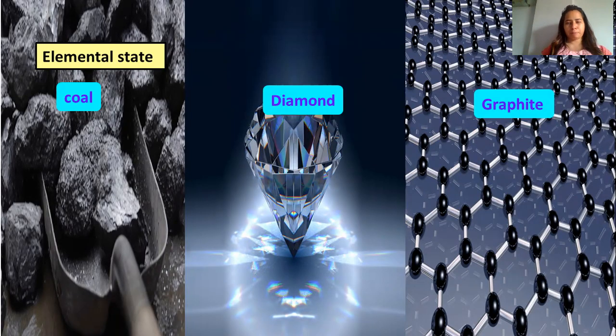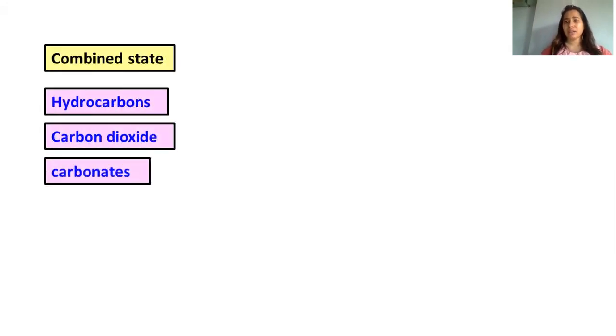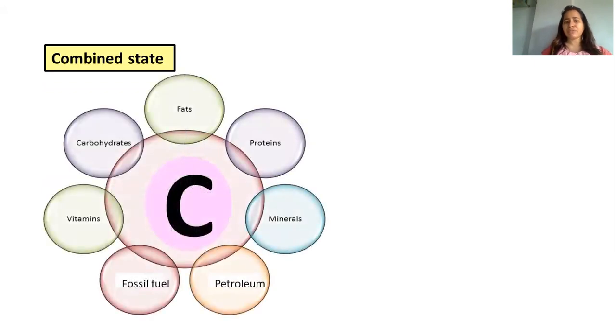This was elemental state. Now talking about combined state, we have carbon in different forms, like hydrocarbons, carbon dioxide, carbonates. Other than that, we have different biomolecules like carbohydrates, proteins, vitamins, fats, minerals, which all contain carbon. Carbon is also present in petroleum or fossil fuels. So for occurrence, you can write down carbon: free state, combined state. For free state, write the allotropes of carbon like diamond, graphite, coal, charcoal. For combined state, write hydrocarbons, carbonates, and biomolecules.